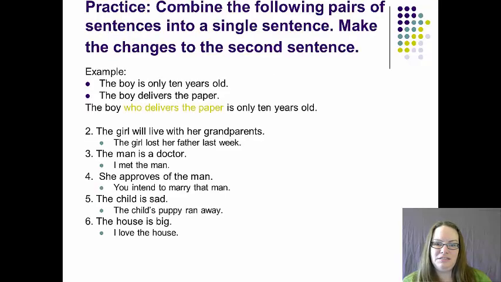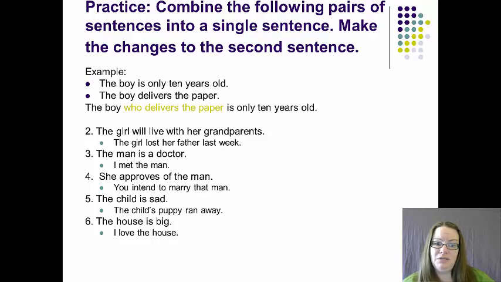So if you take a look at these sentences, here we have two different sentences that we can combine into a single sentence. The example is: the boy is only 10 years old, and the boy delivers the paper. There are a couple of different ways that we can combine this. What I'm looking for you to do is to combine this in the following manner: the boy who delivers the paper is only 10 years old. We're able to sort of embed one sentence into the other.